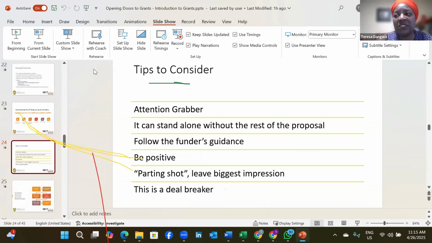So some tips to consider when you're writing your executive summary. It needs to be an attention grabber. Even your first line needs to draw my attention. So when I was writing a grant for the rural children, girls in my village who were missing school because they didn't have access to sanitary pads.